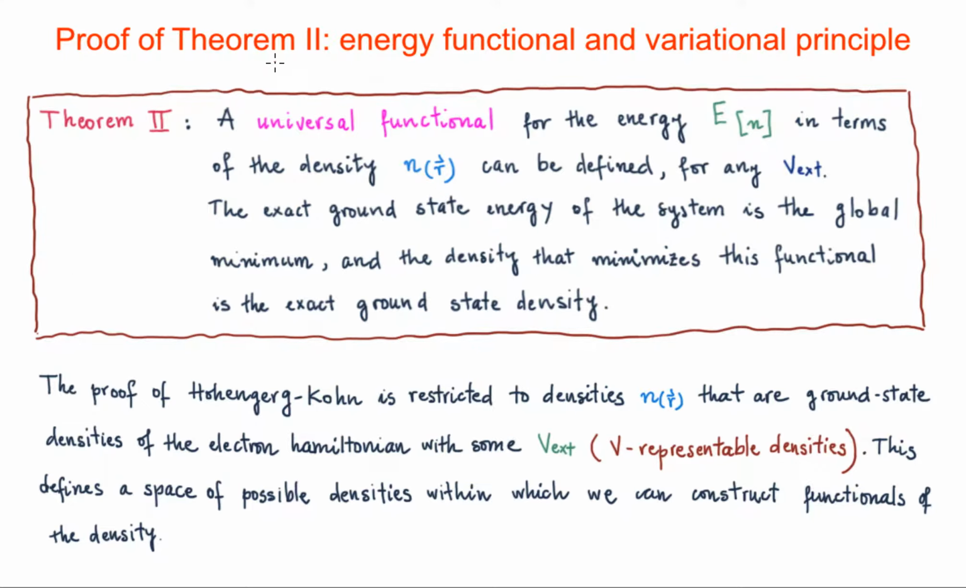Here we're going to prove the second theorem, the second Hohenberg-Kohn theorem. Let me remind you which was that second theorem. A universal functional for the energy, E, which depends on the electronic density, can be defined for any external potential.